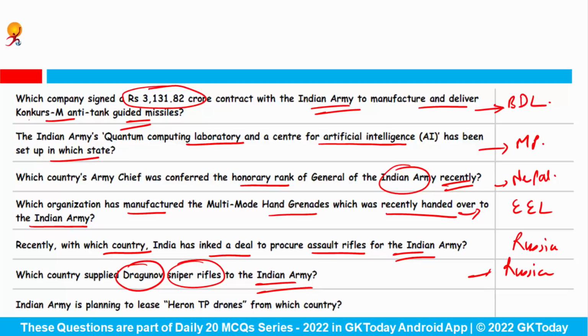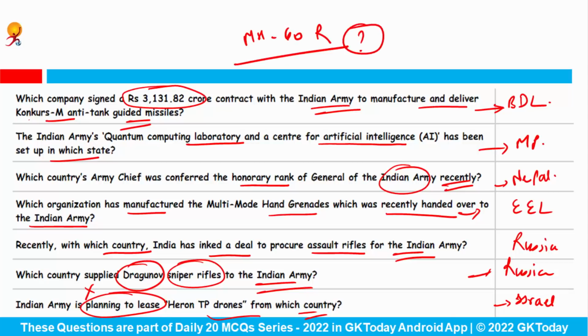And last question says, Indian Army is planning to lease or it has planned to lease Heron TP drones from which country? Answer is Israel. You have to tell me, we have bought MH-60 Romeo helicopters from which particular country?